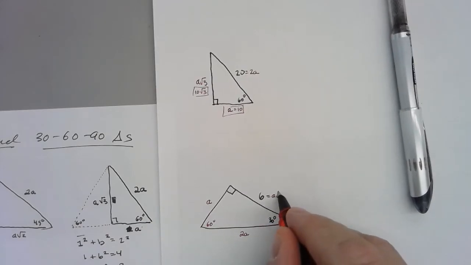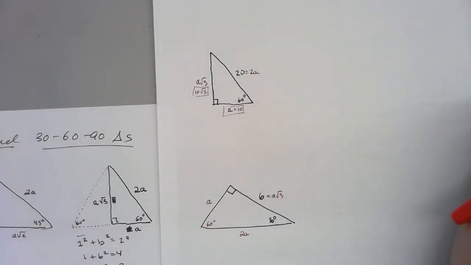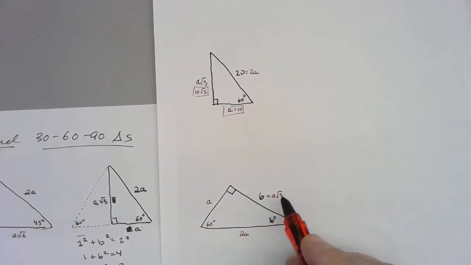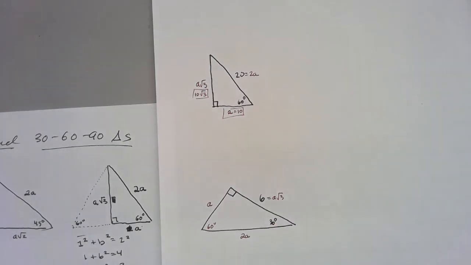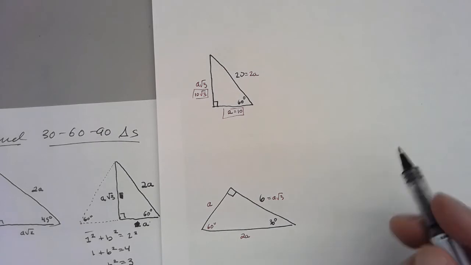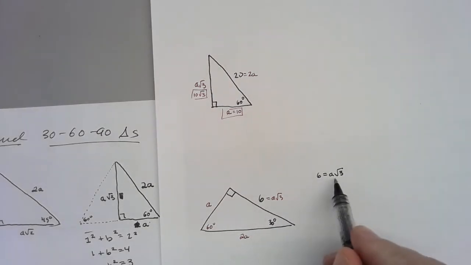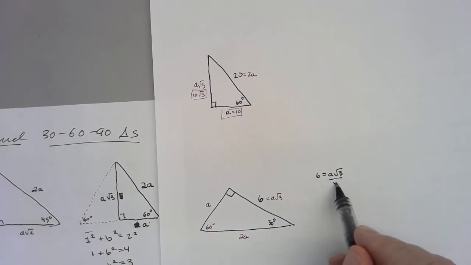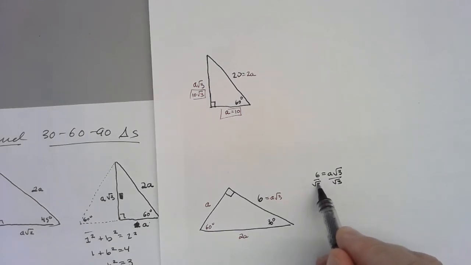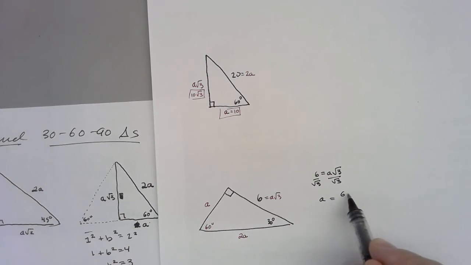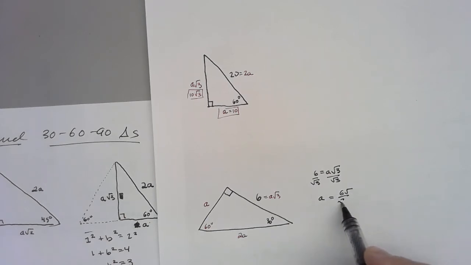So this involves a little bit more calculation. So I have 6 is a root 3. I want to figure out what a is. So if 6 is a root 3, then this is a times the square root of 3. So I'm going to divide by square root 3. So I get a is 6 divided by the square root of 3.